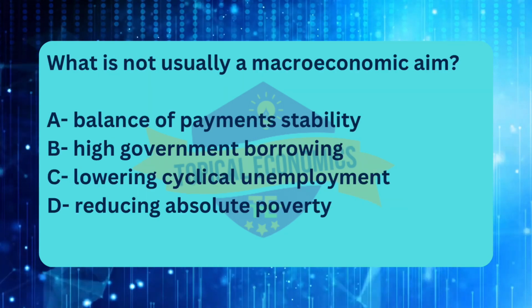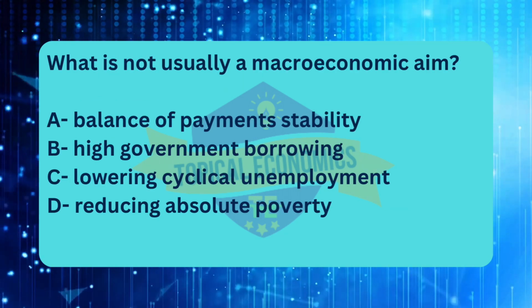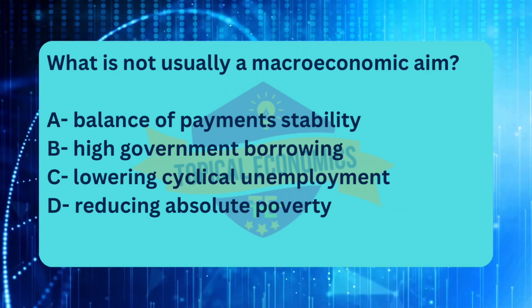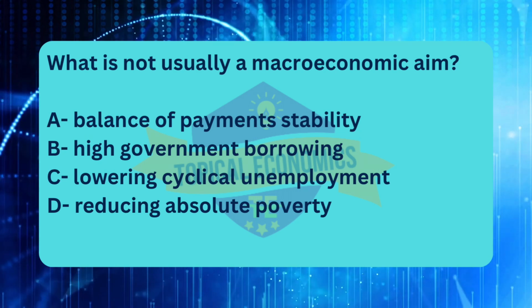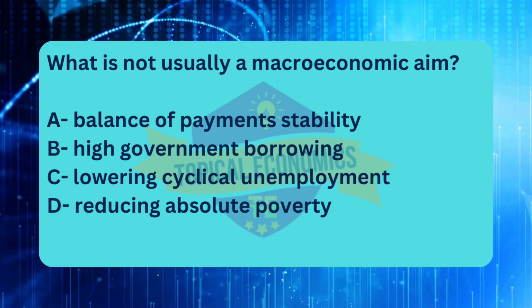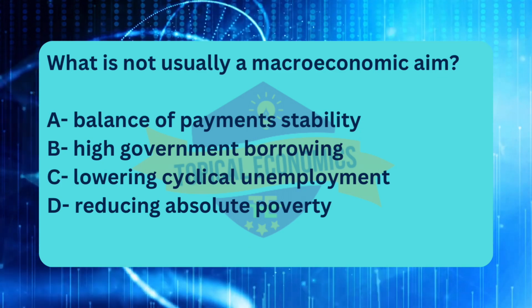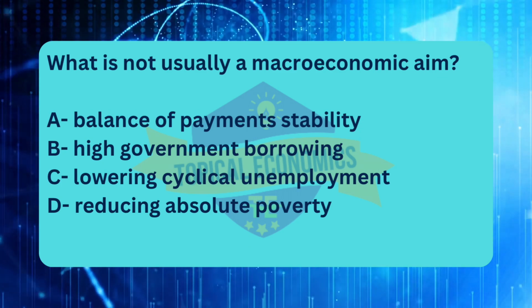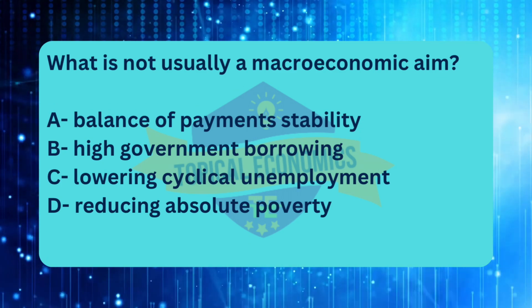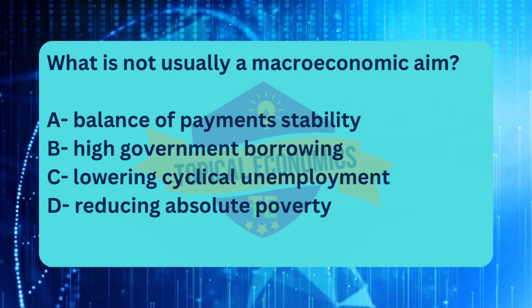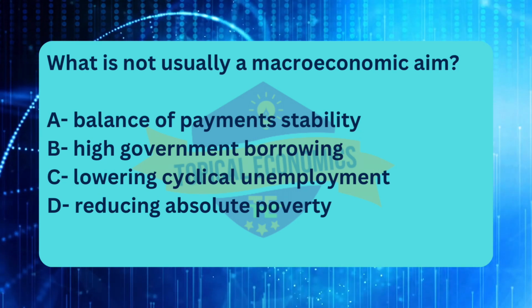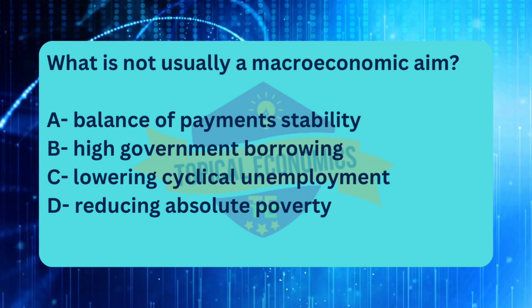Moving to question 2. What is not usually a macroeconomic aim? A. Balance of payment stability. B. High government borrowing. C. Lowering cyclical unemployment. D. Reducing absolute poverty. The correct answer for this question is option B. High government borrowing is typically not considered a macroeconomic aim.